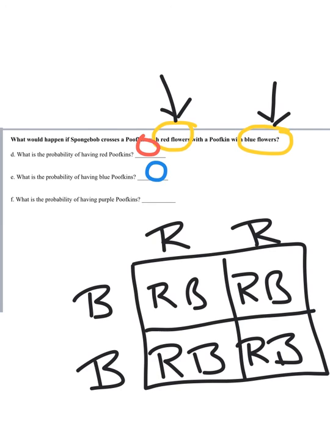And based on the previous slide, we know that purple is RB. And we have actually 1, 2, 3, 4. All of them are RB. So we have a 100% chance of having purple puffkins.